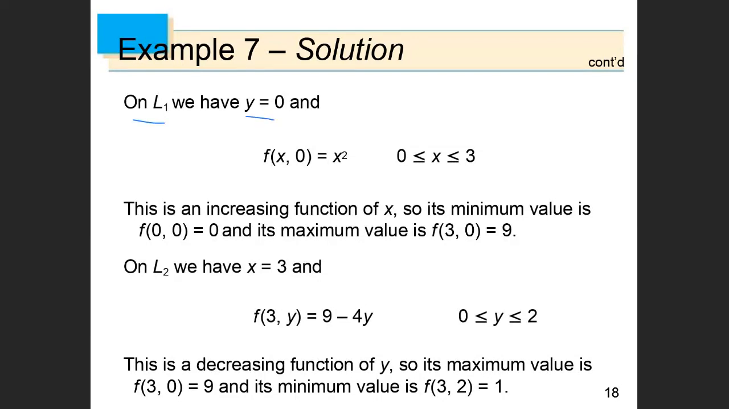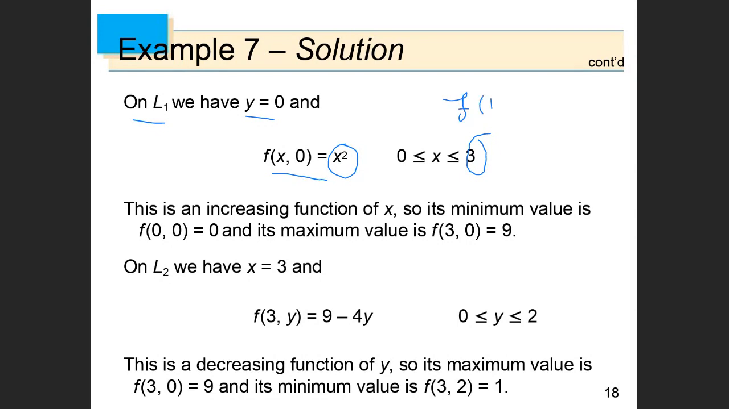So if we work on L1, we have y equal to 0, which means the value of the function is going to be equal to x squared. Okay? Now, what do we want to do? We want the maximum. So for sure the maximum is at 3. Now, the maximum at that boundary is at 3. Now compare to the value you found at f(1,1).